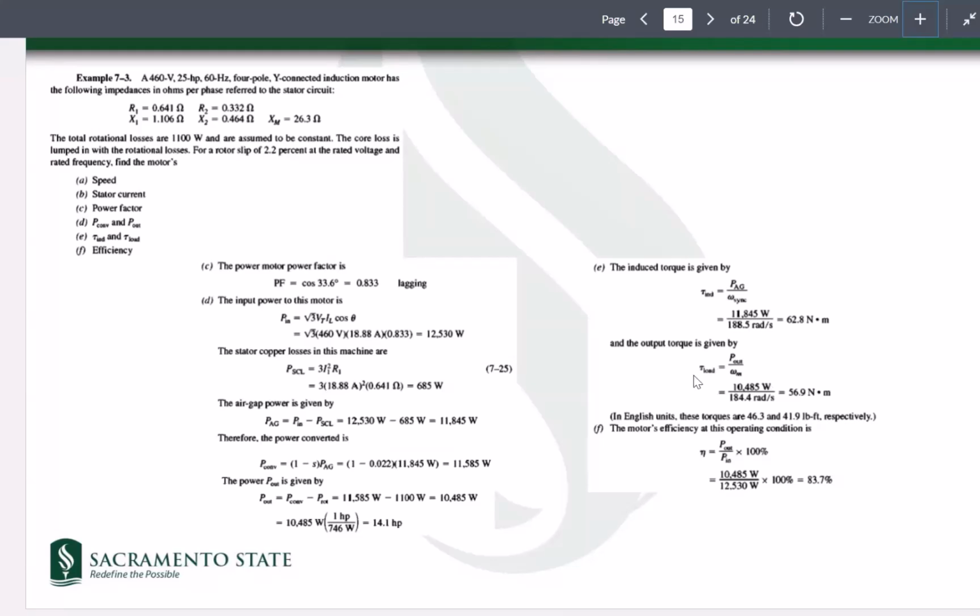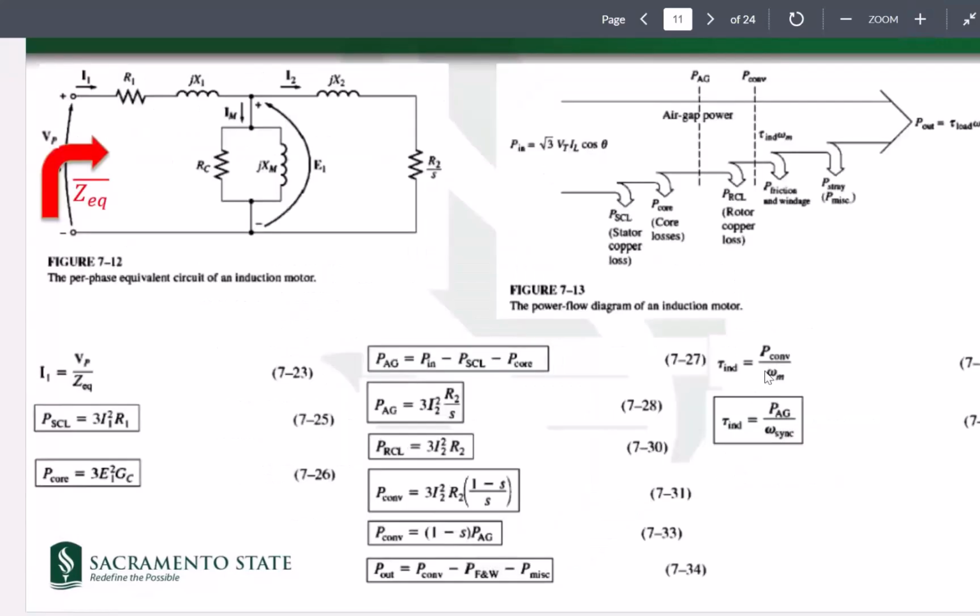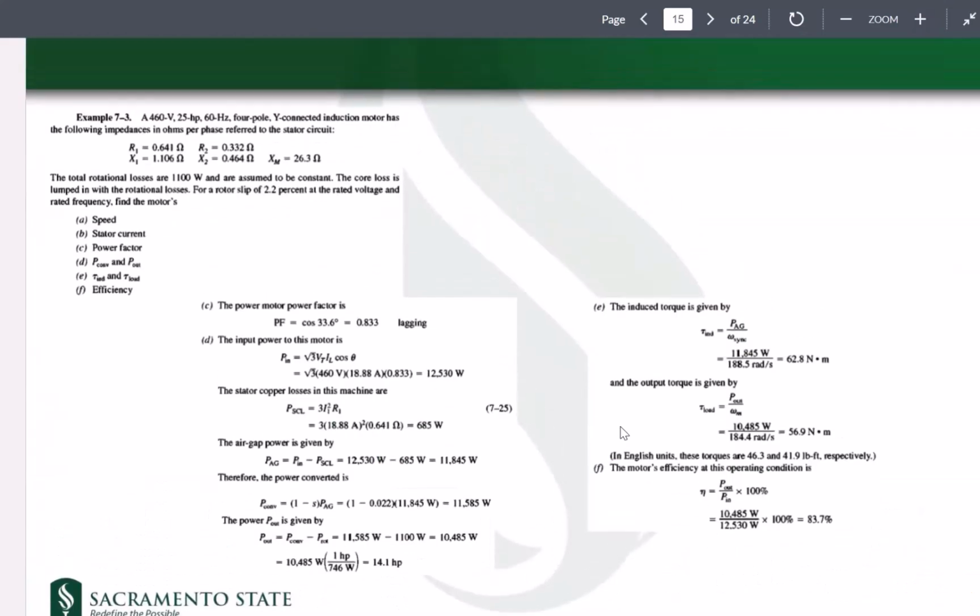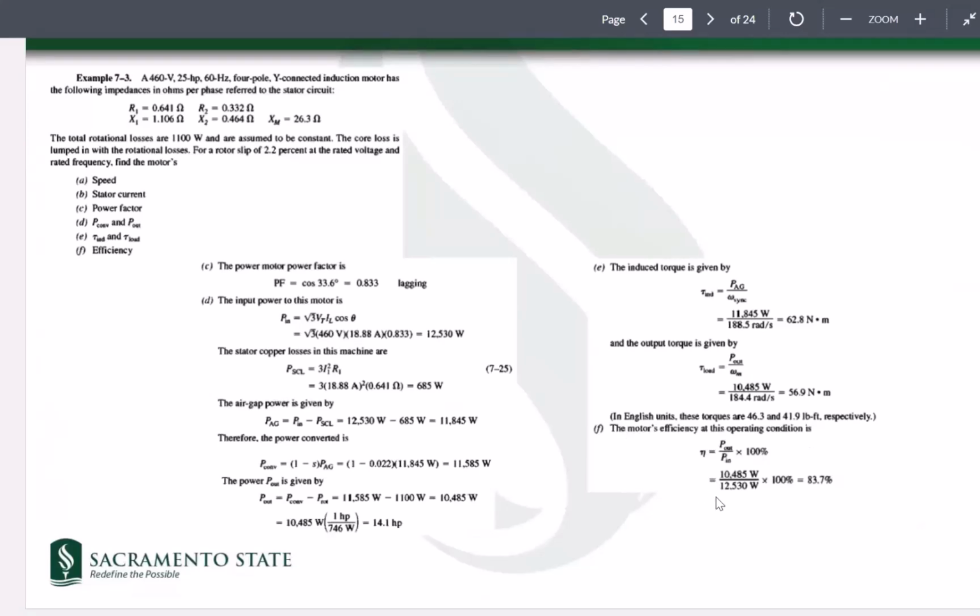The output torque is P out over omega m. So this tau induced can also be found from P converted over omega m. So either of these works. And finally, we have the efficiency, P out over P input, which becomes 83.7.